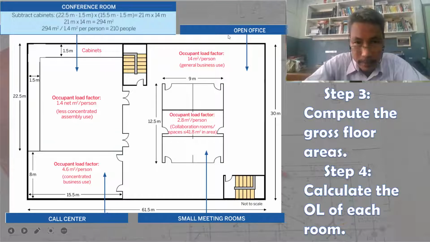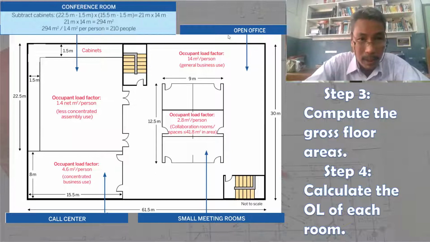So let us start with the conference room. As you can see, the area is 15.5. Okay, I'm talking about the conference room. That's the room on your upper left-hand corner. So 15.5 by 22.5. That is the dimension of the room. However, as you can see, there are cabinets on two sides, okay, with dimension 1.5 meters.